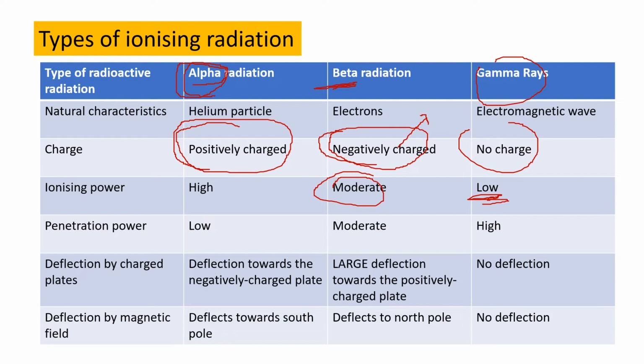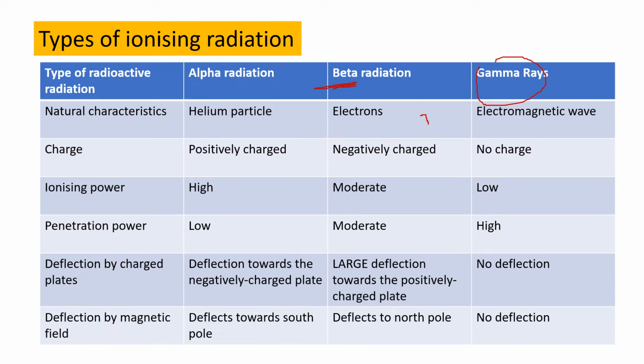And then after ionizing power, we discuss the penetration power of the radiation. And you need to remember, alpha is big, huge, right? Betas are small.